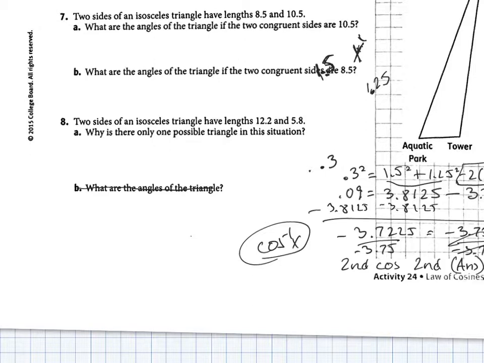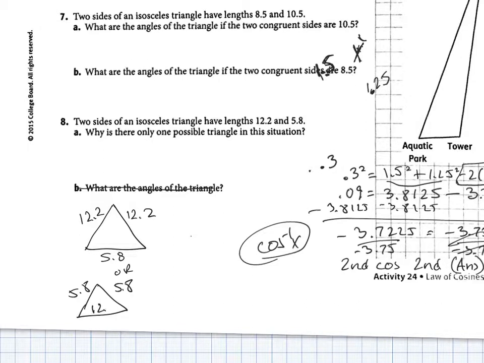So if we think about this triangle, it's isosceles. So we have two options, where the 12.2 is matching and then 5.8, or we have this version of it, apparently much smaller, where this is the 5.8 and 5.8, and then the non-matching side is the 12.2, but they're telling you there's only one possible solution for this triangle.